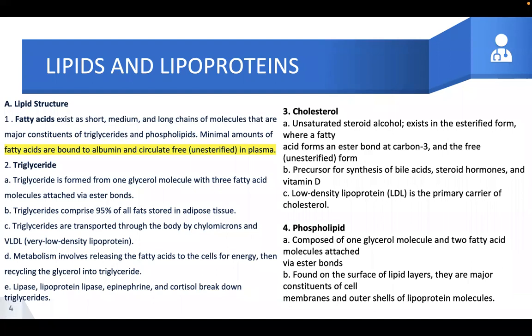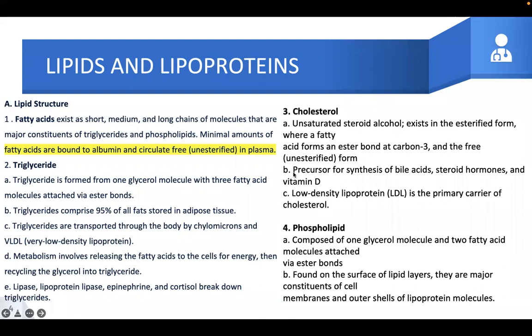Cholesterol is an unsaturated steroid alcohol, exists in esterified form where a fatty acid forms an ester bond at carbon 3, and the free unesterified form. Next, it is the precursor for synthesis of bile salts, steroid hormones, and vitamin D. So, paulit-ulit po tayo dito. Pag sinabing cholesterol, this is the precursor for the synthesis of your bile acids, which is used for the emulsification of the fats in your intestine. Yung mga steroid hormones natin, yung mga progesterone, estrogen, yan. Mga steroid hormones po natin yan.